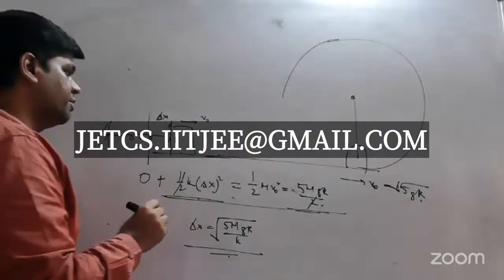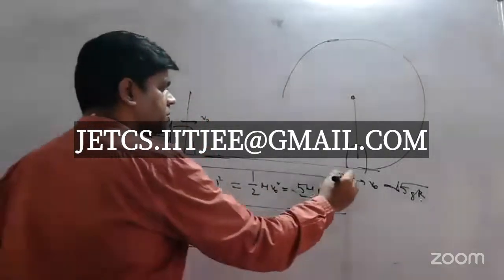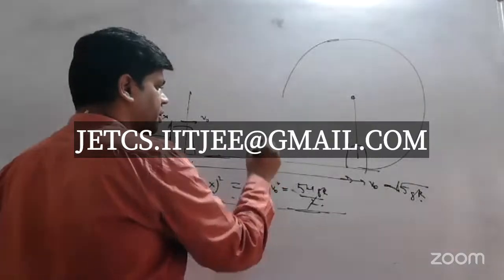But now let us say from here to here, from equilibrium position to this position, the length is L naught, and the coefficient of friction is mu.